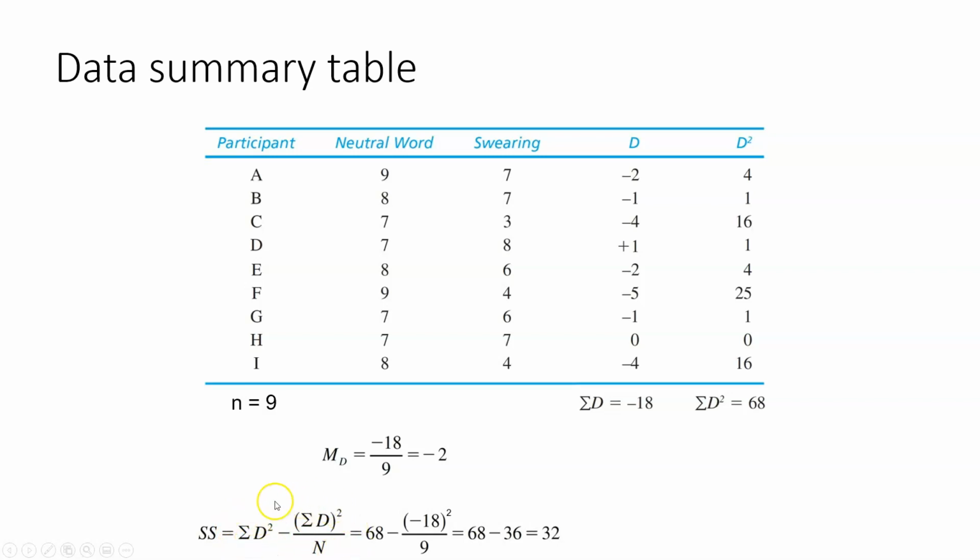This is not the definitional formula. So you can see here, this is just like the computational formula that you've got in your formula sheet, but instead of x's, we just have d's here as a reminder that we're using the difference scores, not the original scores. So the sum of the d squared is here, 68. The sum of d is negative 18, squared, divided by the n size here, which is 9. So 68 minus negative 18 squared over 9 equals 68 minus 36 equals 32. So our sum of squares is 32.